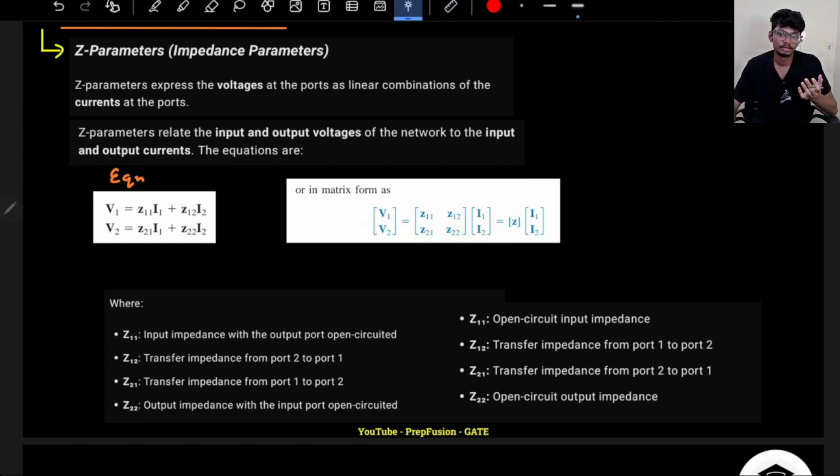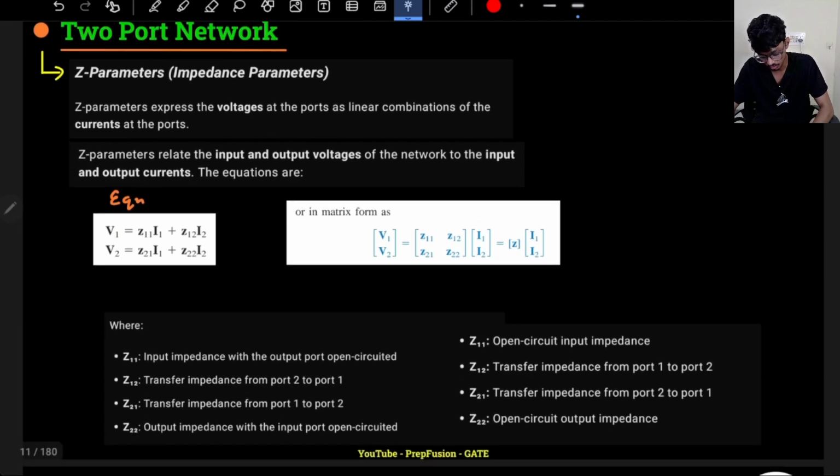Now, what are the individual meanings of these terms? Z11 equals the input impedance with the output port open circuited. Z12 equals the transfer impedance from port 1 to port 2. What does Z11 being the input impedance with the output port open circuited mean? If you make I2 equal to 0, then this equation converts to V1 by I1 equals Z11.